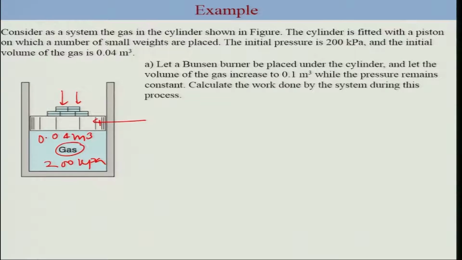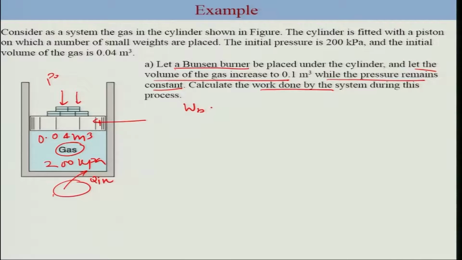Now, there are many different parts we are going to do. The first part is where we are going to heat up the system using a Bunsen burner placed under the cylinder here. Okay, so we are going to provide Q in and let the volume of the gas increase. So we want to increase it to 0.1 meter cube while the pressure remains constant, because the weight is constant. So the P0 external and other aspects are constant. Hence your pressure is constant, only the volume is going to change. So what we have to do is find out the work done by the system on the surroundings.